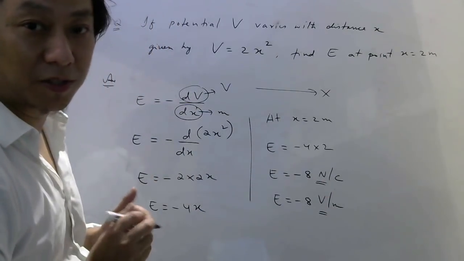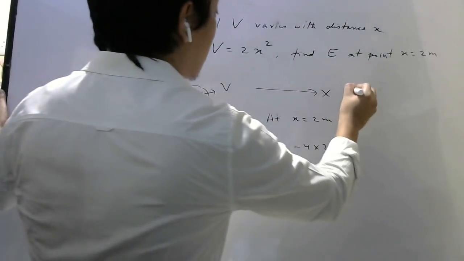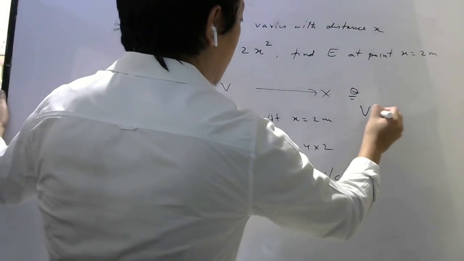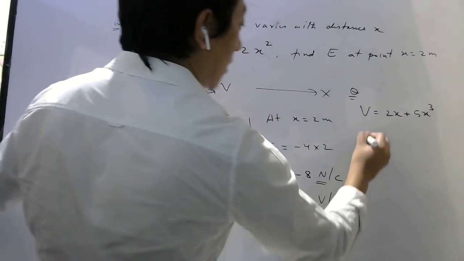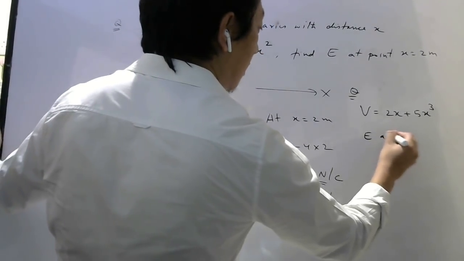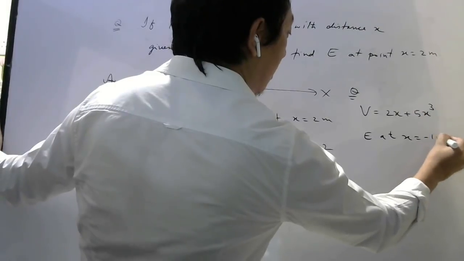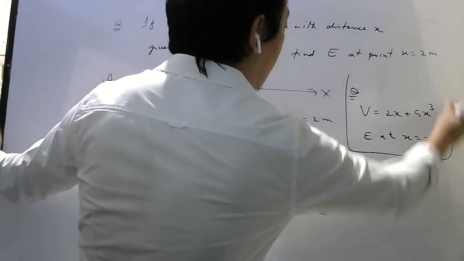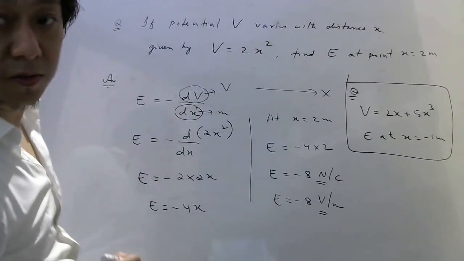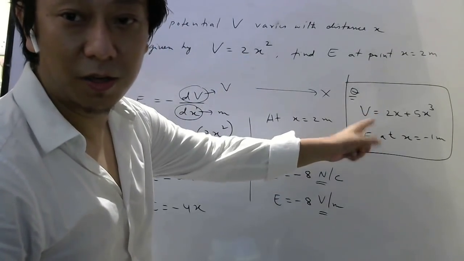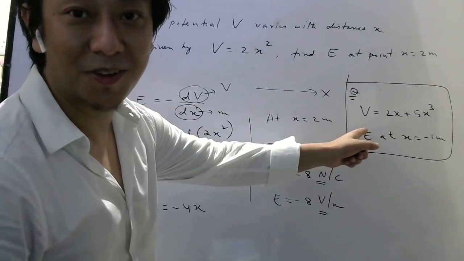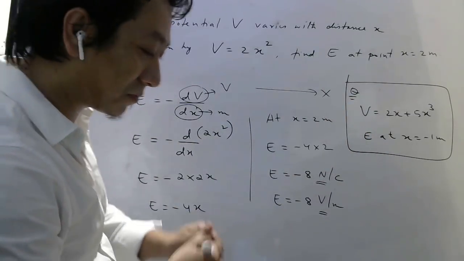So very simple question, right? Try one question yourself. Suppose V is 2x plus 5x cube, and I want the electric field at x equals minus 1 meter. Try this, and let me know the answer in the comment section. Please try, students. You are very good at differentiation now, I have come to know. So please do it.